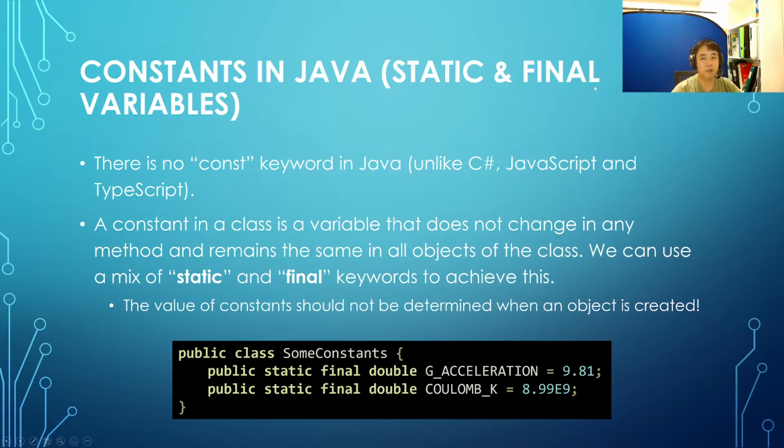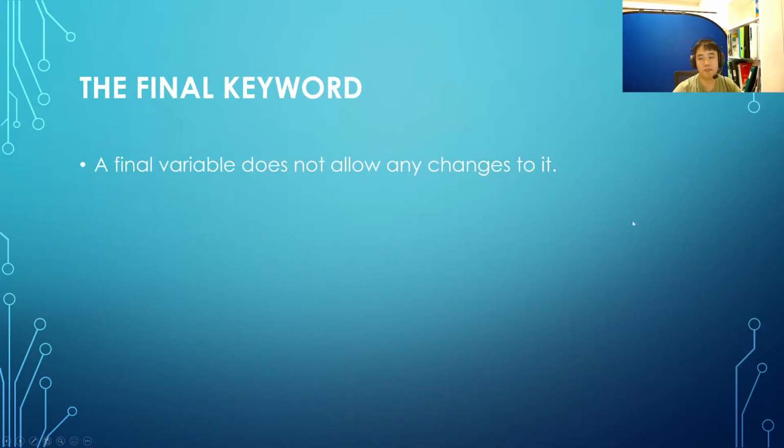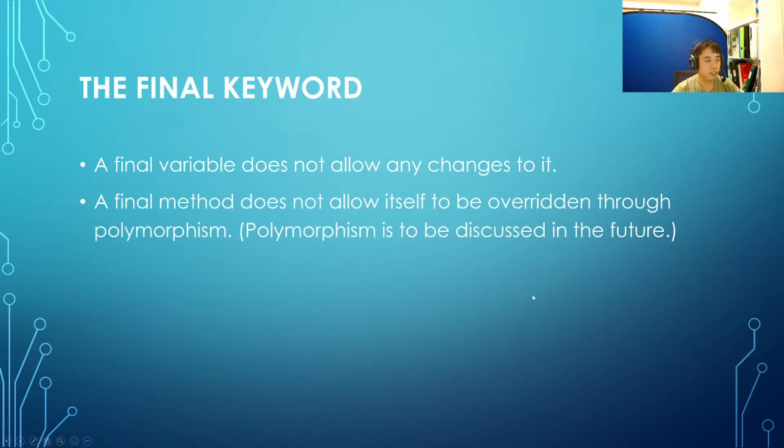That is one use of the final keyword in Java. So here are some things about the final keyword. A final variable will not allow any changes to it, as we discussed. A final method will not allow itself to be overridden. That is kind of like a polymorphism thing, in my opinion. I may have to look into that later on, but I'm confident that's a polymorphism thing. Like you can override a method or make it virtual or something. I don't know.